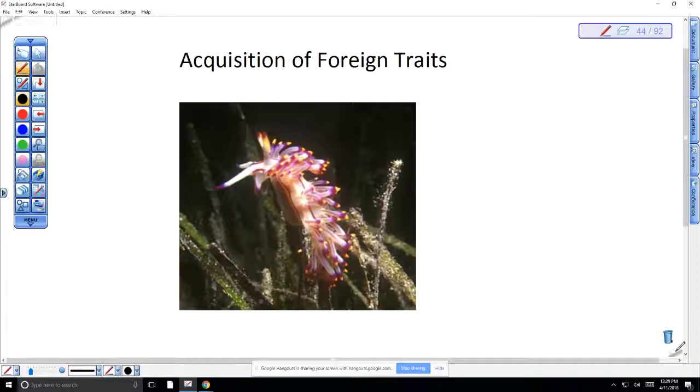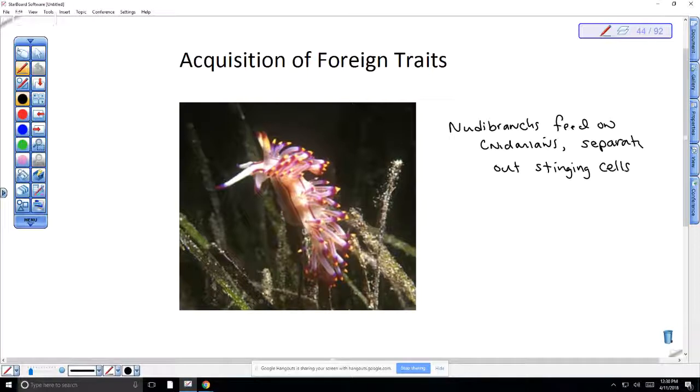So these are sea slugs, and this is an example of a nudibranch eating a cnidarian, a colony of polyps. In this particular example, this is really quite amazing, and we don't completely understand the mechanism of it. But the nudibranchs feed upon cnidarians, and they separate out the stinging cells. And then these stinging cells actually become incorporated into their dorsal appendages. And this is a mechanism for protection.